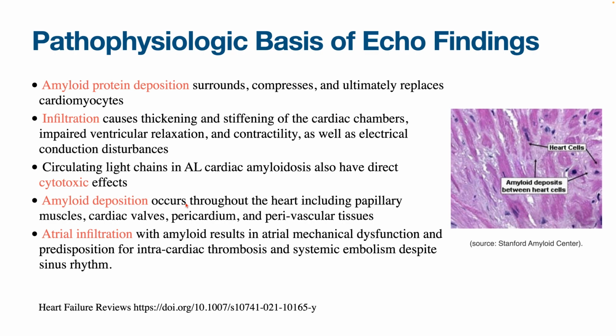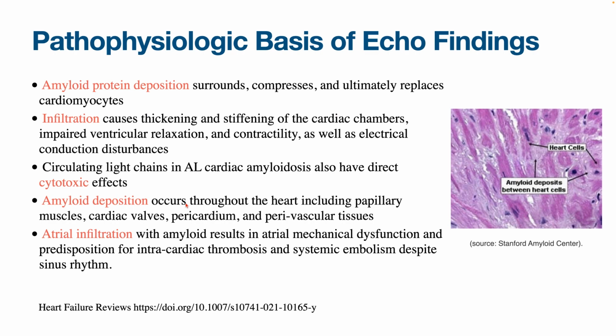So amyloid protein deposition surrounds, compresses, and ultimately replaces cardiomyocytes. This infiltration causes thickening and stiffening of the cardiac chamber and makes the left ventricle much less flexible, with impaired LV relaxation and later on contractility, as well as electrical conduction abnormalities. The circulating light chains in AL cardiac amyloid have direct cytotoxic effects. Amyloid deposition occurs throughout the heart, including papillary muscles, cardiac valves, pericardium, and perivascular tissues.